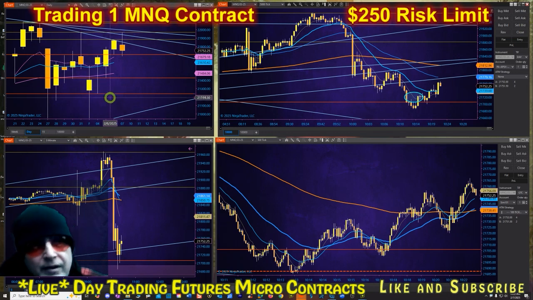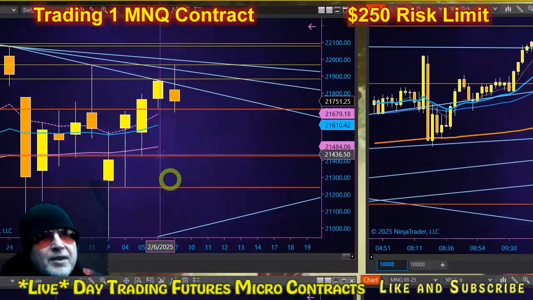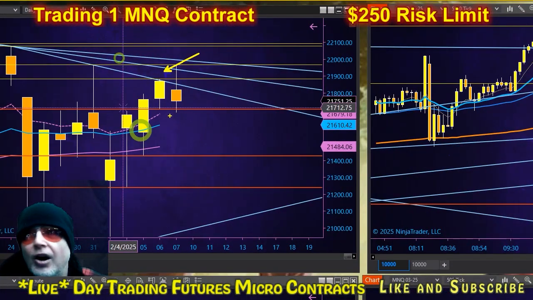Okay, what's the day looking like? It's an interesting day. It went over the top of previous day and under the bottom of previous day. So it's been over and under previous day. And it would be interesting.